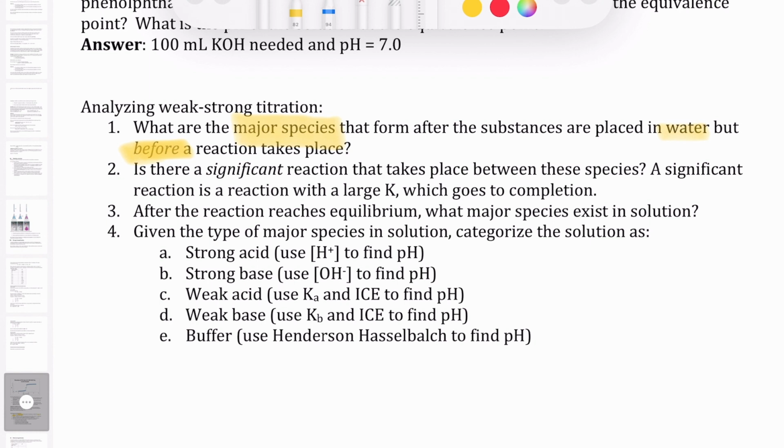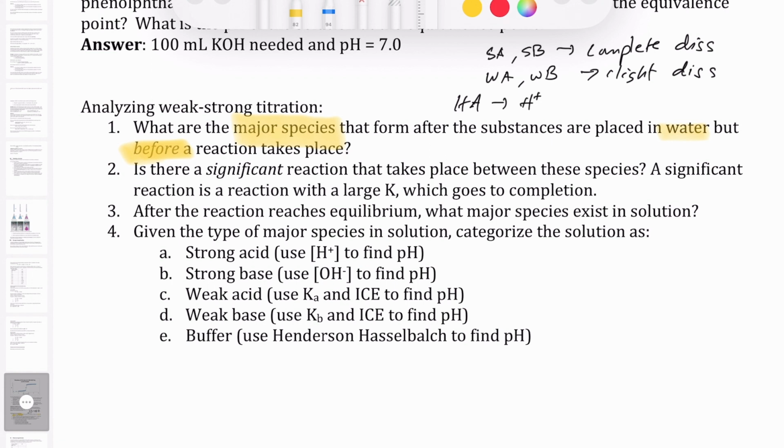And for this, you need to go back to the idea that strong acids and strong bases completely dissociate, whereas for weak acids and weak bases, there's only very slight dissociation. So if I have HA and it's a strong acid, then I would see not HA, but H+ and A- in my solution. Whereas if I have HB, let's say, and that's a weak acid, then what I would see in solution is the HB molecule itself, not the ions. That's the first part of the analysis.